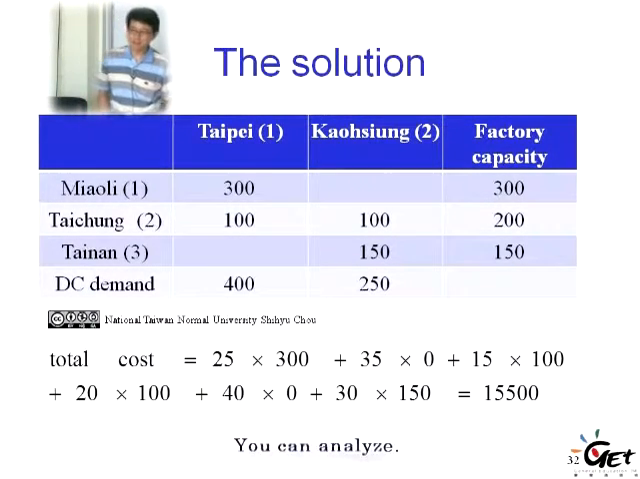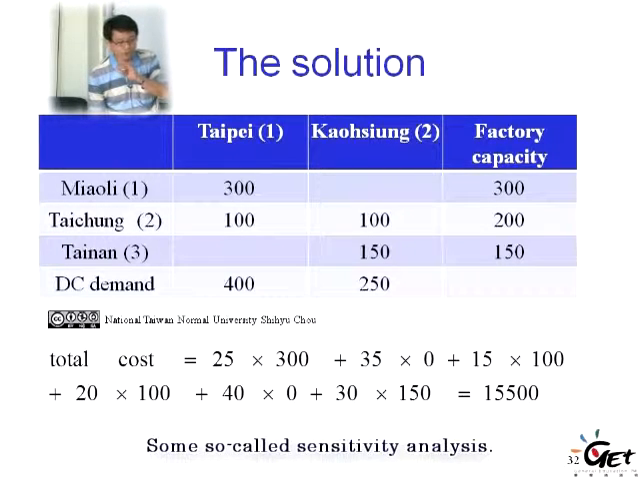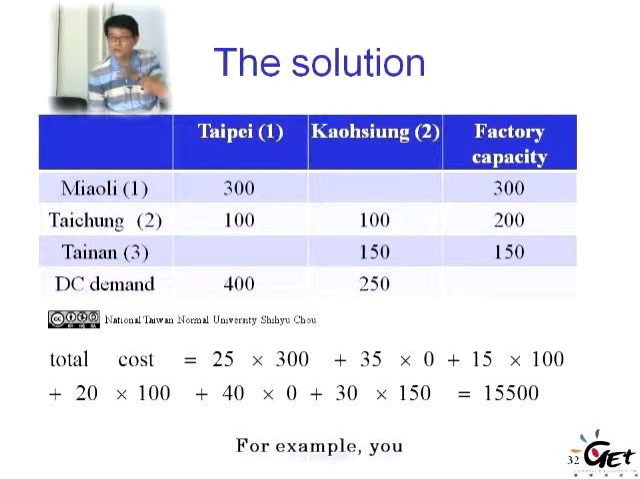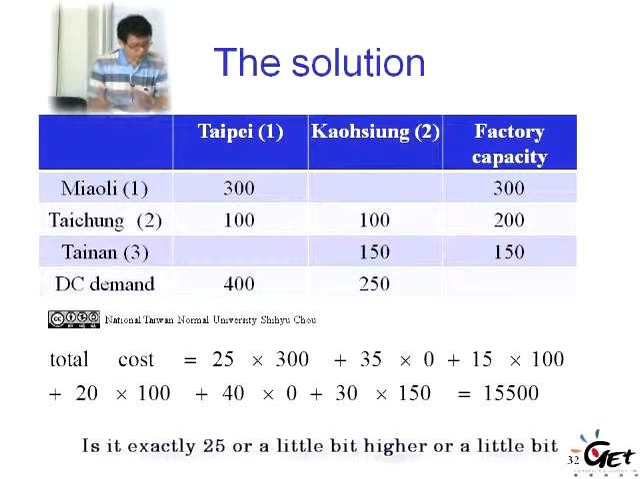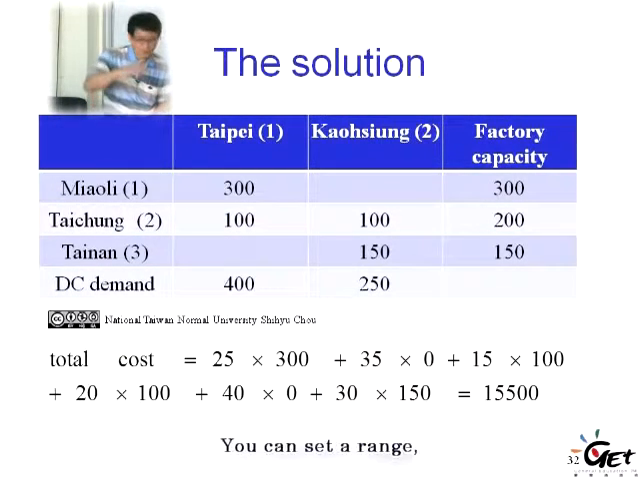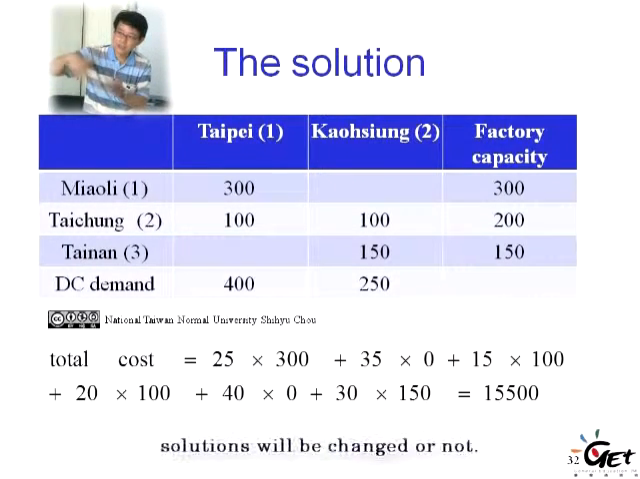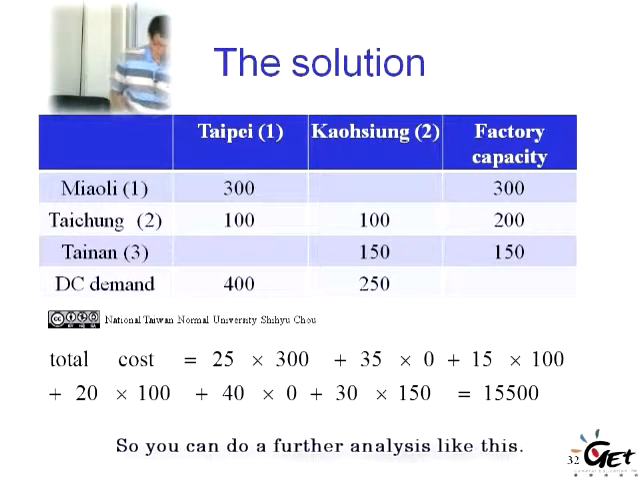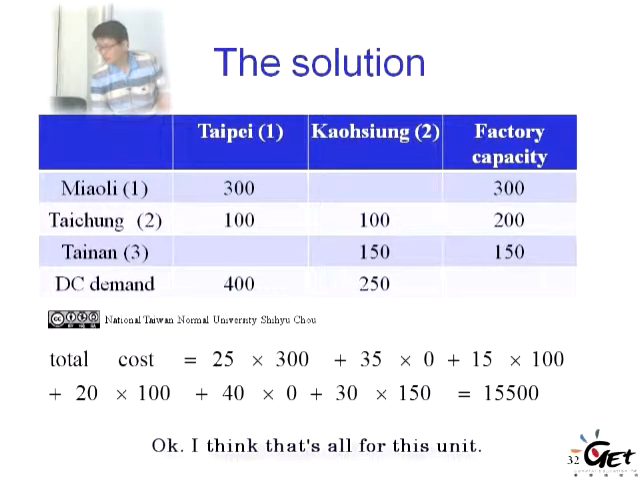Of course, once you have the answer, you can do some additional analysis, so-called sensitivity analysis. For example, maybe you're not so sure about these parameters, whether $25 is exactly 25 or a little bit higher or lower. You can set a range, say from 23 to 26, to see whether or not the solution will change. So you can do further analysis like this. Okay, I think that's all for this unit.